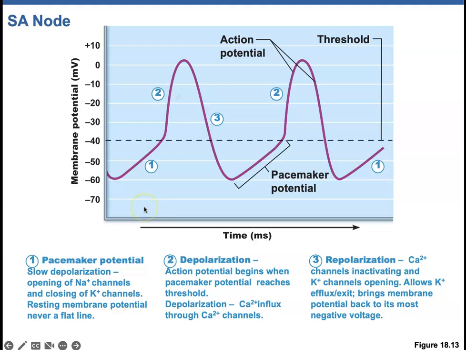The SA node itself, if we were to measure just the electrical potential of those very specific cells, what they have is that unstable resting membrane potential, and that's this little bit right here. This little bit right here never goes fully to rest.